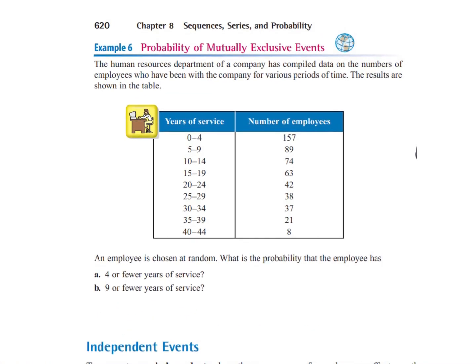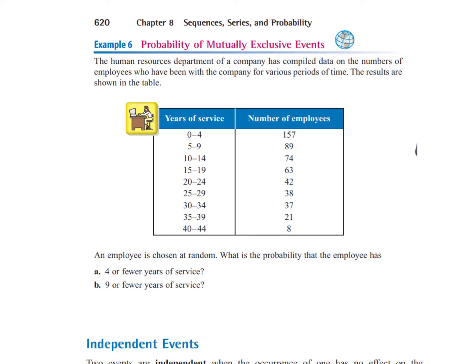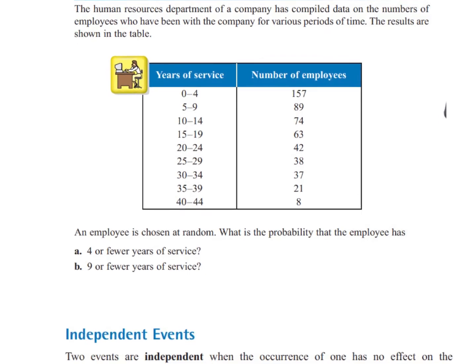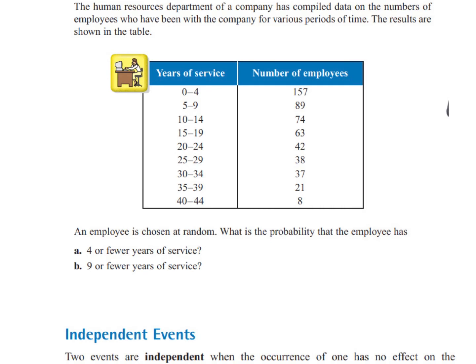Right, for example 6, the Human Resources Department of a company has compiled data on the numbers of employees who have been with the company for various periods of time. The results are shown in the table. An employee is chosen at random. What's the probability that the employee has 4 or fewer years of service?